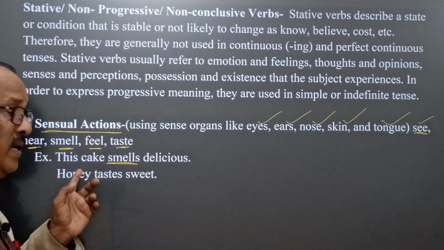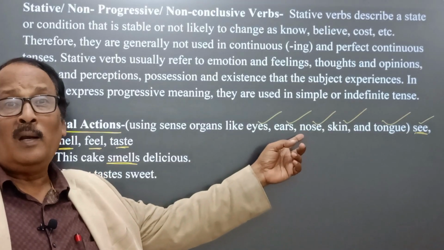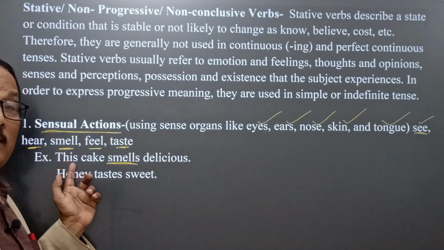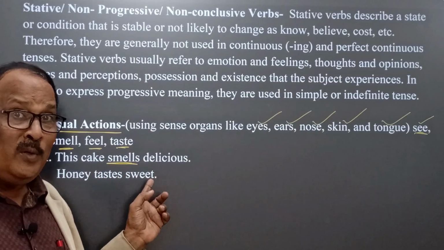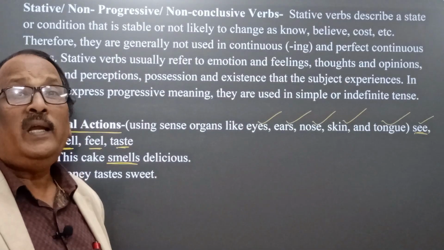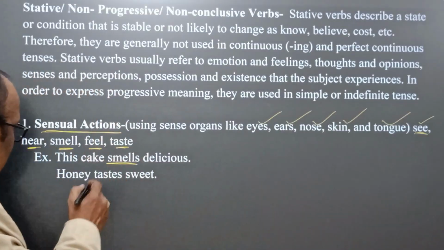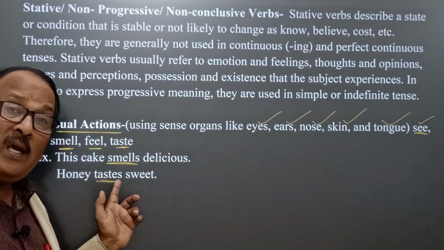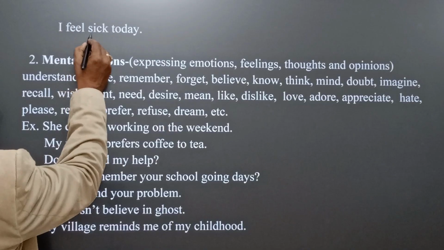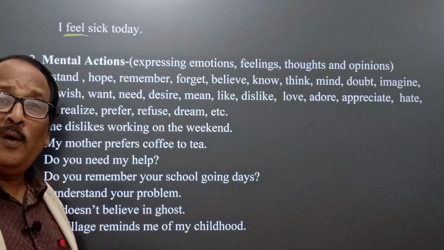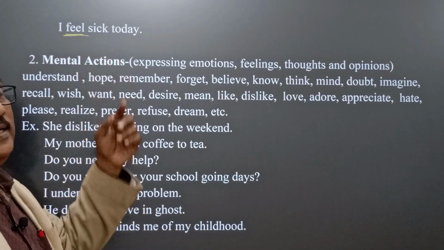How? This cake smells delicious. Here, smell is a sensual action. Therefore, we cannot say this cake is smelling delicious. Here we have used simple present or present indefinite to express the progressive meaning. Similarly, honey tastes sweet. We cannot say honey is tasting sweet. Another example, I feel sick today. Feel is also a sensual action. Therefore, we cannot say I am feeling sick today.